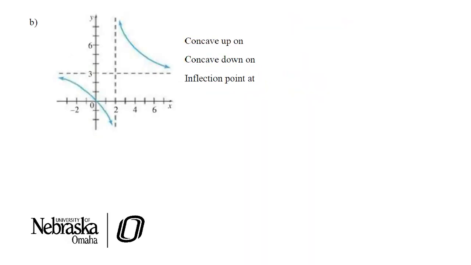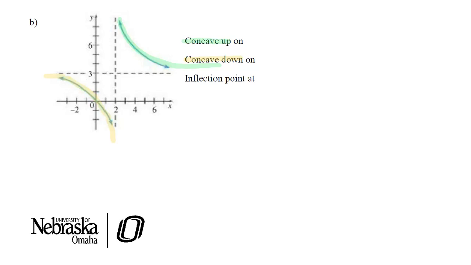The next graph is not quite as obvious because the shape is a little bit different, but we do consider this portion here concave up. So it's continuing on forever, right? And it's more of a concave up than a concave down. And then our concave down here would be this portion of the graph.